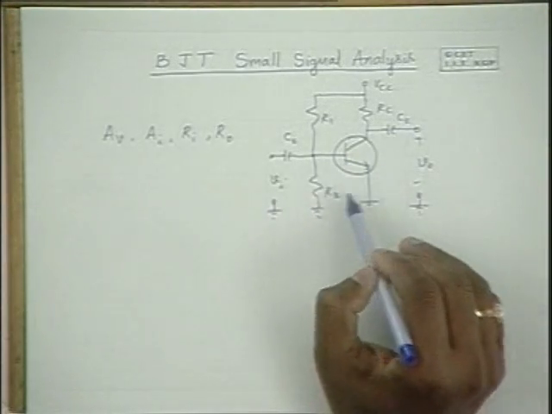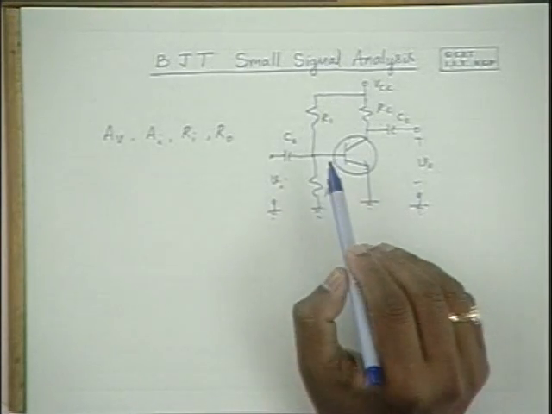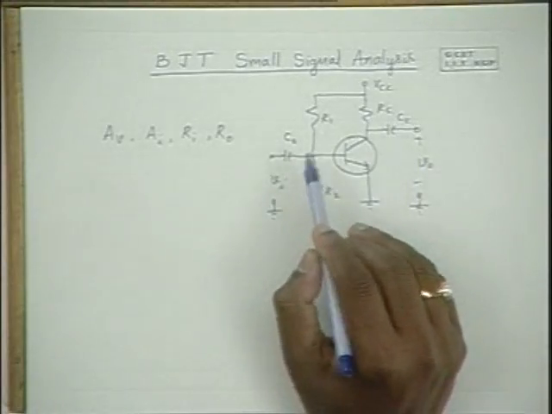When you replace the transistor by a circuit model, it becomes a simple network to be analyzed in terms of output voltage and input voltage, and output current and input current, and so on. It is a simple circuit analysis problem once you replace the transistor by its model.